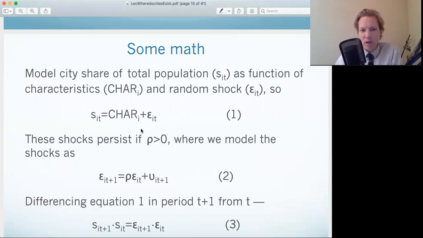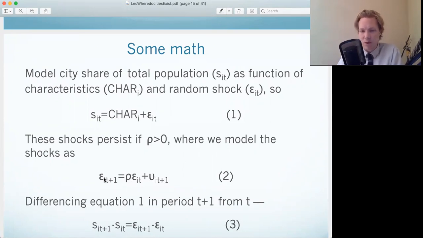So what this says is, here's your shock. The shock you get in the next period is a function of your old shock plus another random variable. Now this is a true random variable with a mean of 0. This number could go from 0 to 1. If it's 0, your shock is totally random.